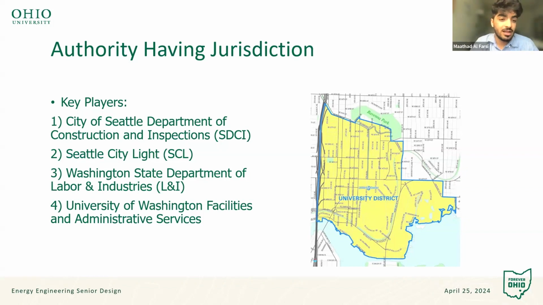Secondly, Seattle City Light, which is granted to give the permit to interconnect to the distributed energy resource. The third one is the Washington State Department of Labor and Industries, and they make sure the workers are safe. And finally, University of Washington Facilities and Administration Service, they're focusing on long-term goals.